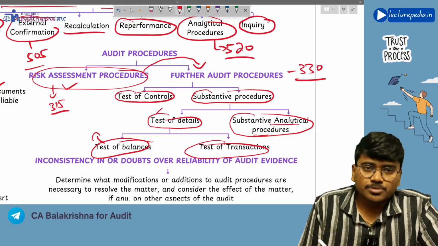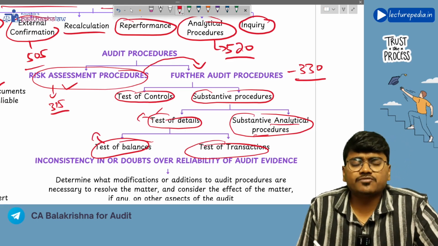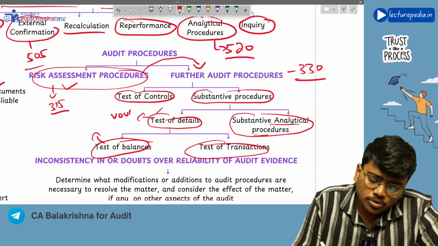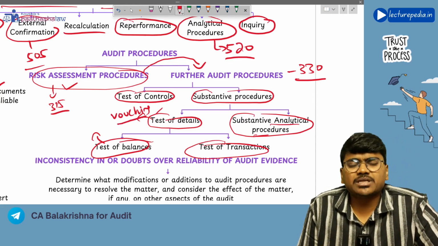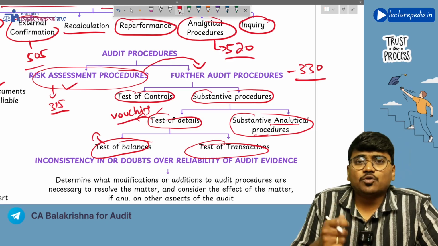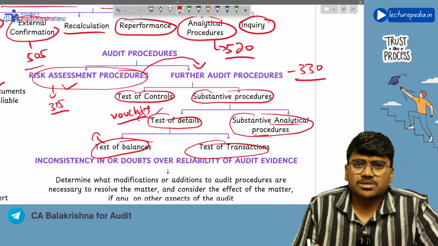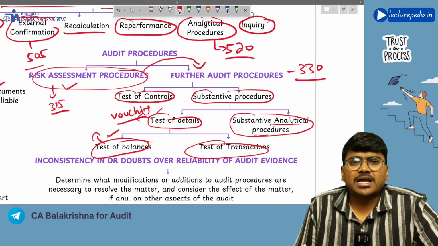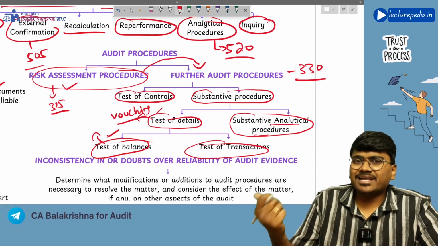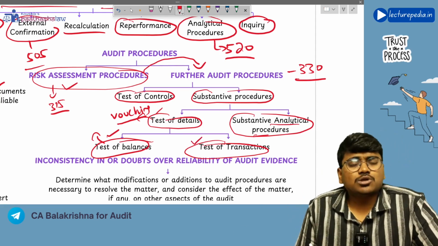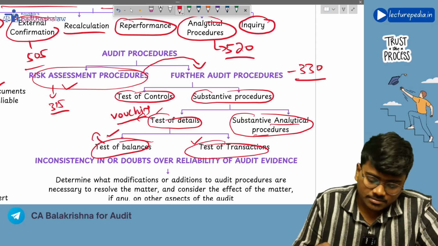One of the best examples for test of details is vouching. If you vouch balance sheet items, it is known as a test of balances. If you vouch P&L items, it is known as a test of transactions. Correct or not? Yes.